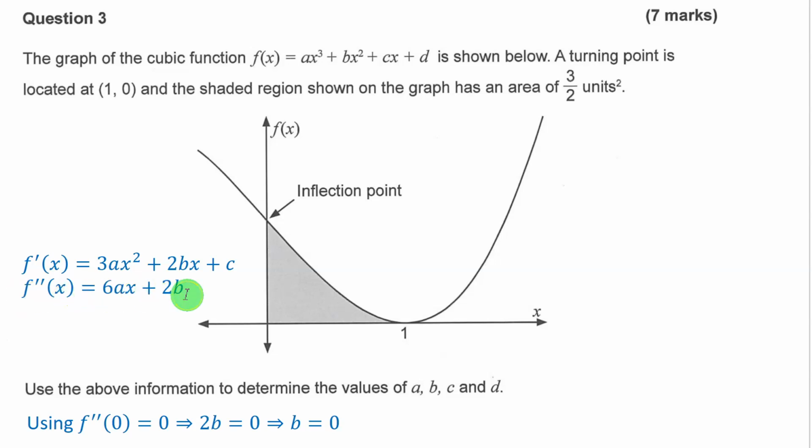So then we can use the fact that the second derivative is 0 when x is 0, using the fact that when x is 0 we've got an inflection point. So when we substitute into this equation, the x term disappears, so we're left with 2b is equal to 0, and therefore b must be 0. So we're already well on our way. We've got one of the values and eliminated an unknown from the equation.